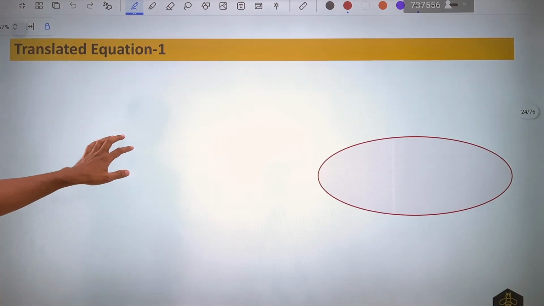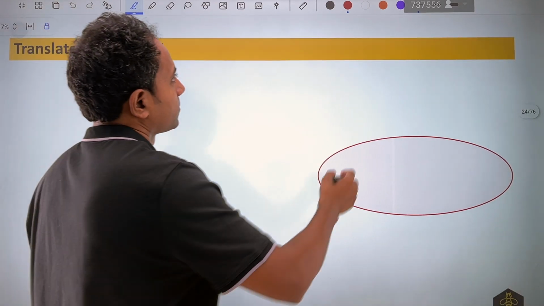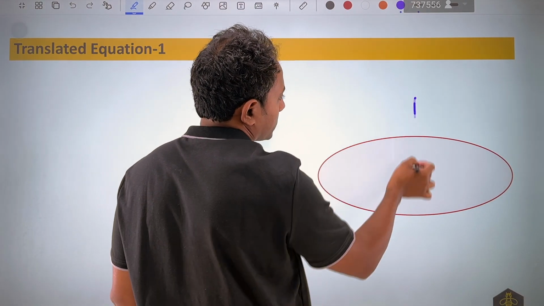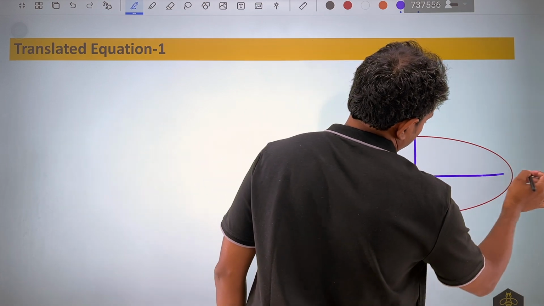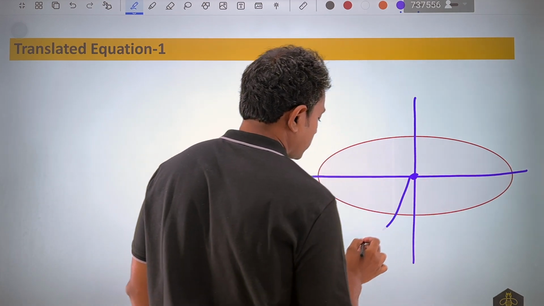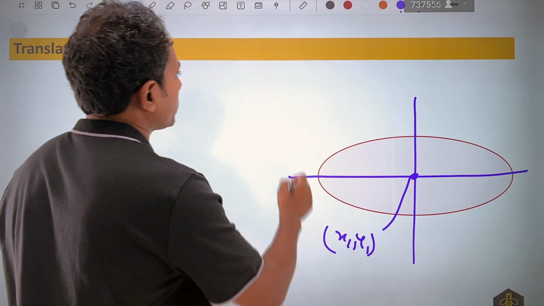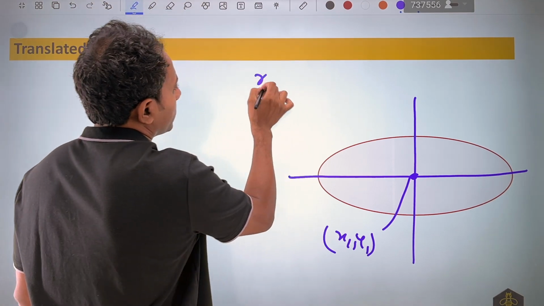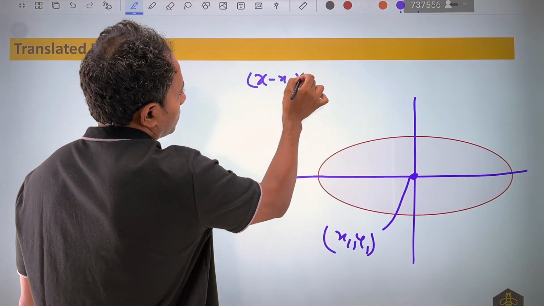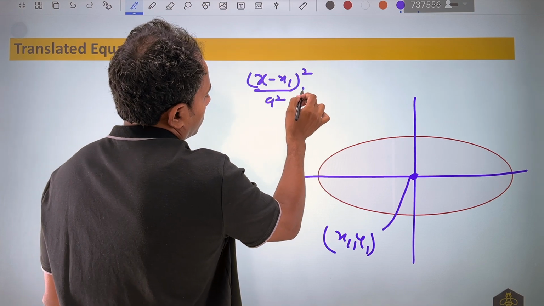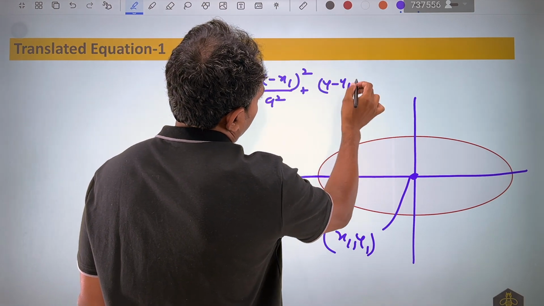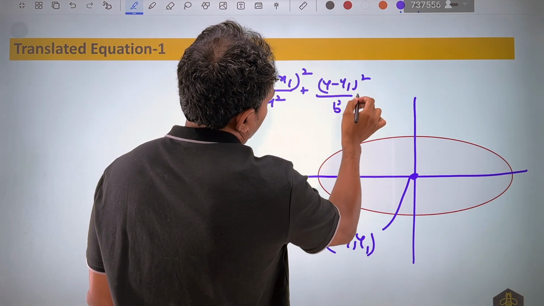Now if I look into it, there are two specific cases possible. One is we have taken this standard one and translated it in such a manner that the center got shifted to a point (x1, y1). If this happens, the equation will transform into (x minus x1) whole square by a square plus (y minus y1) whole square by b square equal to 1.